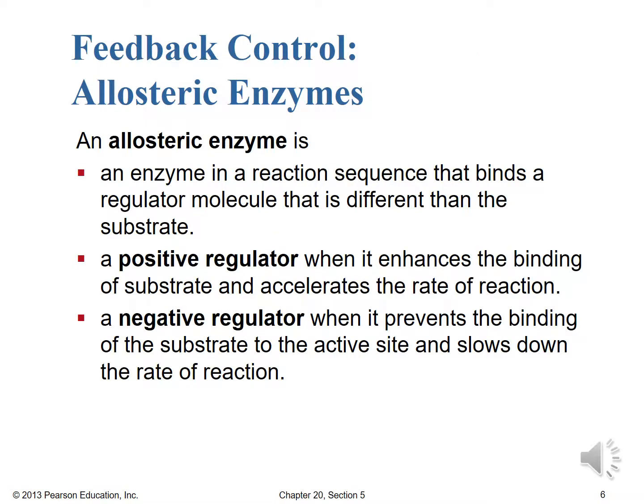So we've already mentioned that sometimes we want these enzymes and sometimes we don't, and sometimes we want them in a particular place and not in another, and that's where those proenzymes come in. Let's talk about a feedback control. So these allosteric enzymes help the enzyme in a reaction sequence that binds a regulator molecule that's different than the substrate. So we can have a positive regulator, and that's when the allosteric enzyme enhances the binding of substrate and accelerates the rate of reaction. And we can have a negative regulator when it prevents the binding of the substrate to the active site and slows down the rate of reaction.